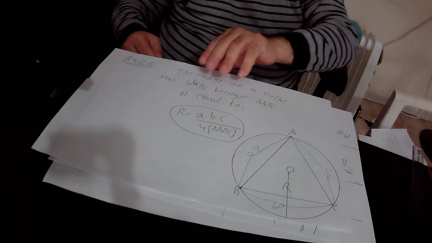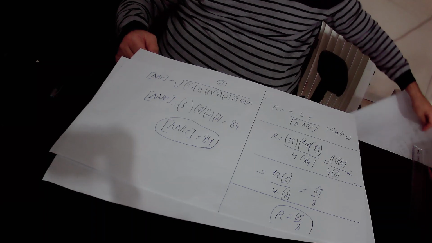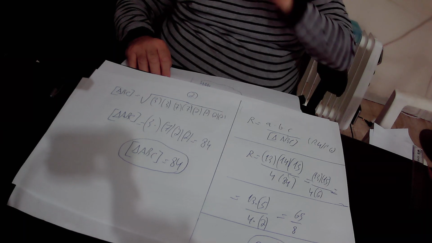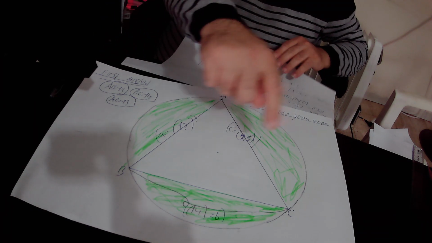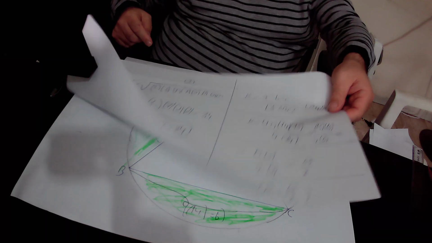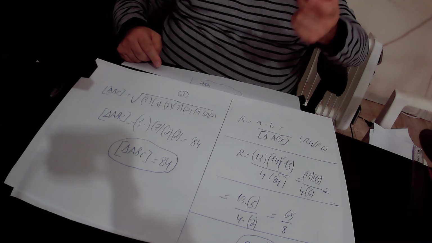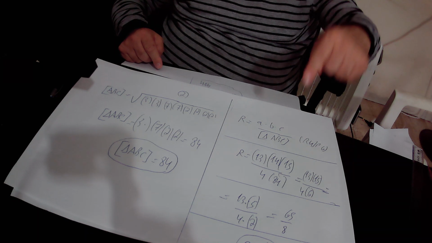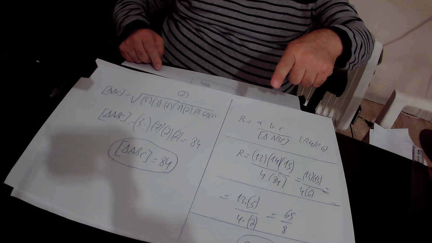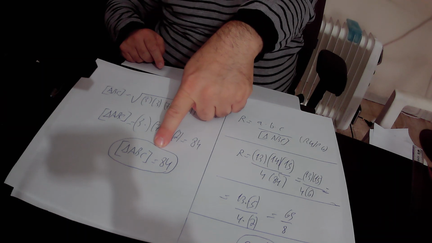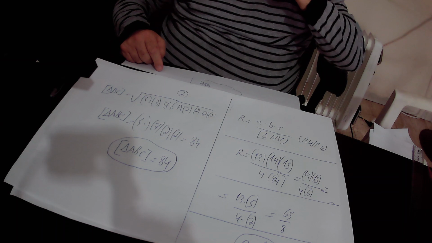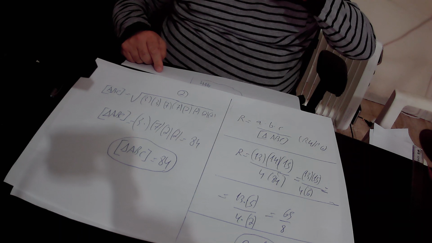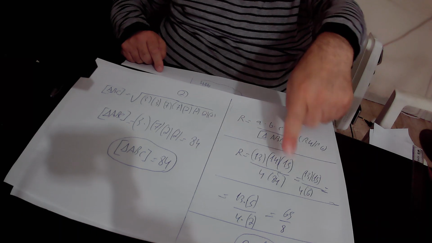So we can implement rule number 6 in our drawing. According to rule number 6, the radius of this circle that circumscribes triangle ABC must be equal to A times B times C, the multiplication of the side lengths of triangle ABC, over 4 times the area of triangle ABC. And we already found that the area of triangle ABC is equal to 84 square units. A is 13, B is 14, and C is 15, over 4 times the area of triangle ABC, that is 84.